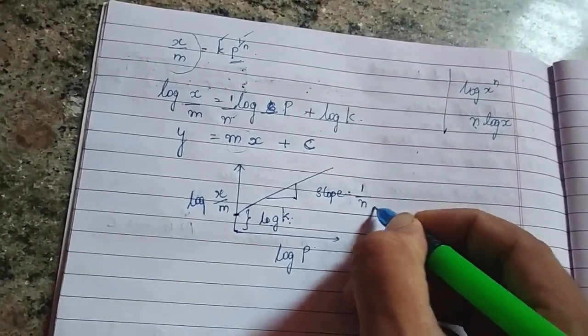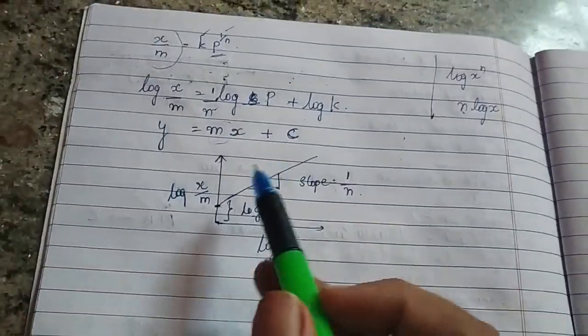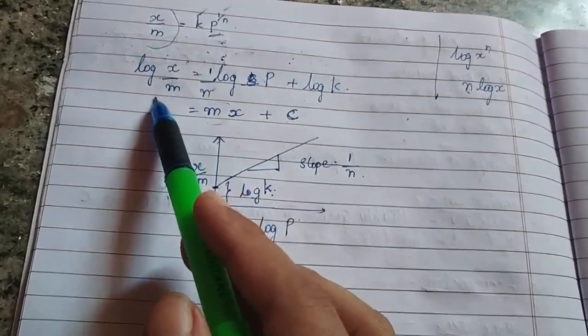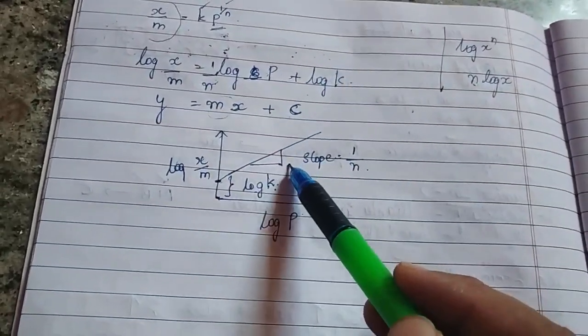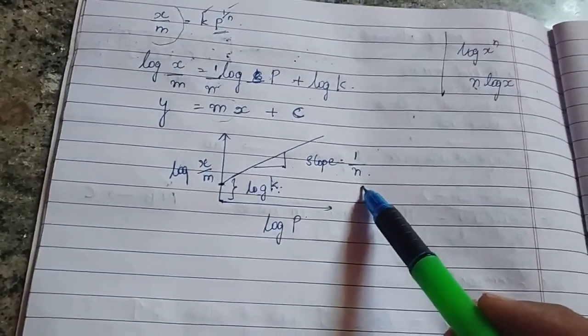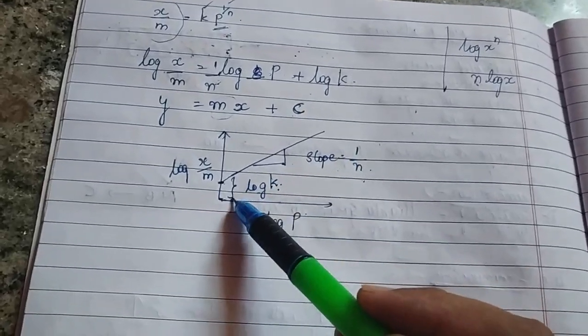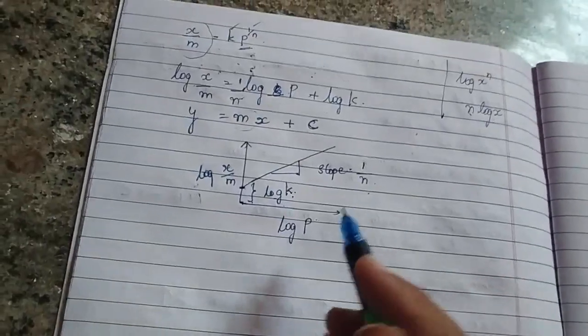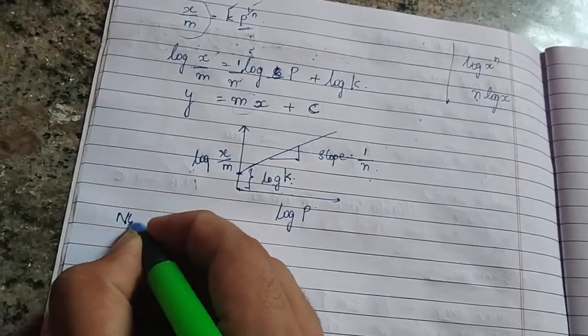1 divided by n. Very much important. So according to your Freundlich adsorption isotherm, when you are plotting it in the form of y is equal to mx plus c, the slope is given as what? 1 by n, whereas the intercept is given as what? Log k. But one of the most important noteworthy points we have to remember over here.